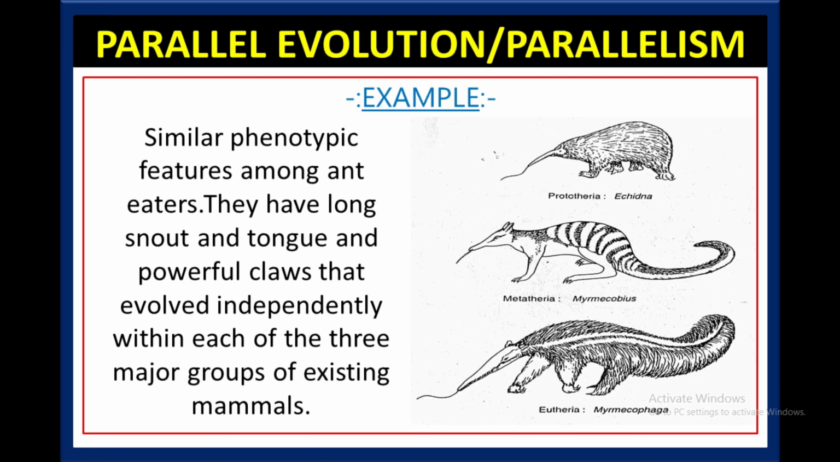Here you can see similar phenotypic features among ant-eaters. They have a long snout and tongue and powerful claws that evolved independently within each of the three major groups of existing mammals. You can see this schematic diagram.